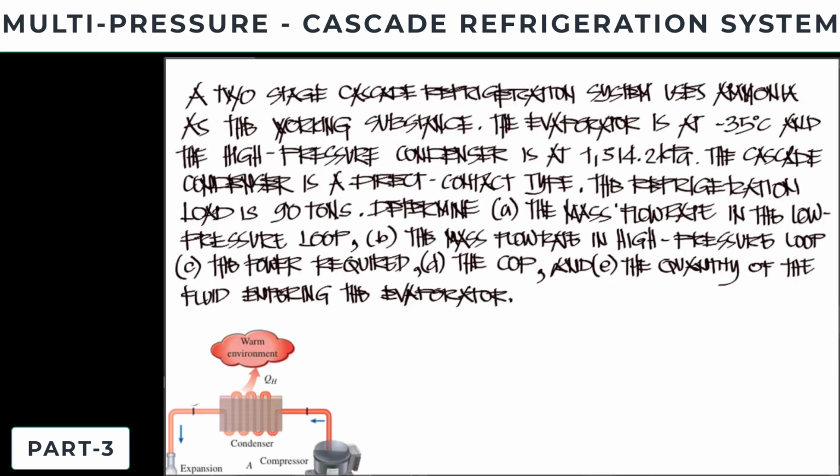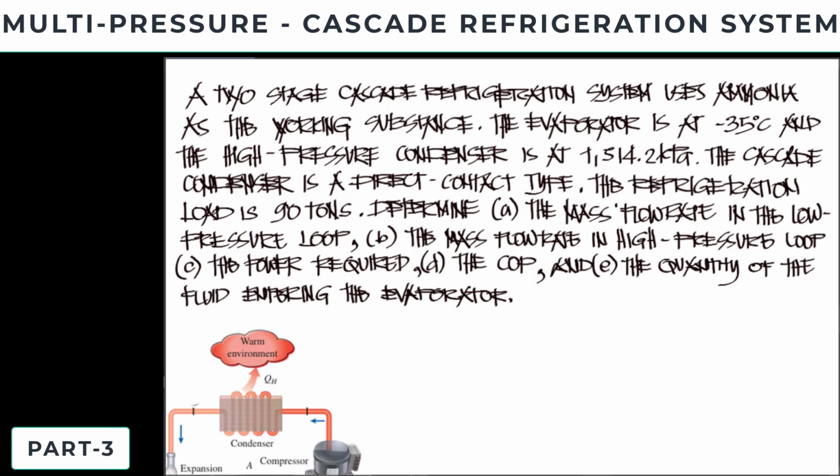We have a problem: a two-stage cascade refrigeration system uses ammonia as the working substance. The evaporator is at -35 degrees Celsius, and the high pressure condenser is at 1514.2 kPa. The cascade is a direct contact type. The refrigeration load is 90 tons.